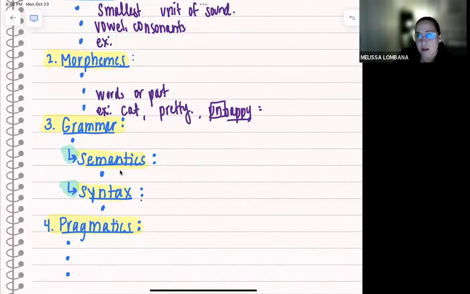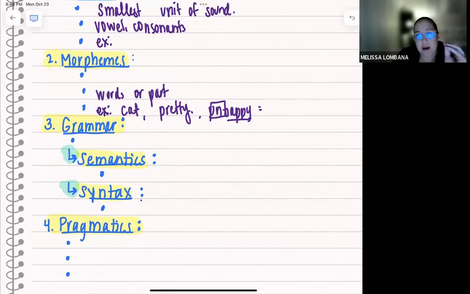You can't just say cat the hat, right? It has to be the cat in the hat type thing. Okay, so that is grammar. They're just basically rules, but in the grammar, there's semantics and then there's syntax. You need to know the difference.